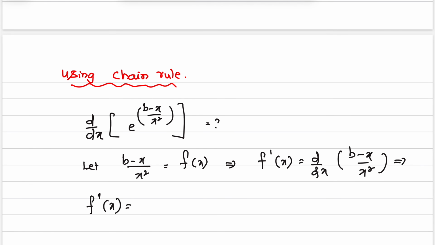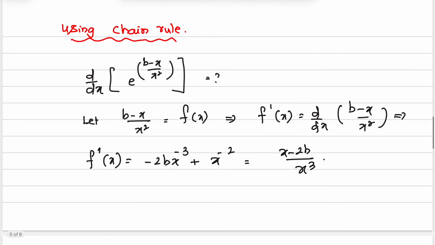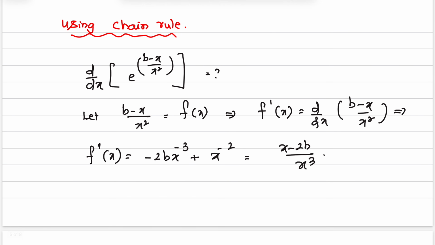That implies f dash x is equal to minus b by x square, and what happens to the derivative is minus 2b times x to the power of minus 3, plus minus 1 by x, which will become 1 by x square, that is x to the power of minus 2. That will be (x minus 2b) by x cube. This much you will be knowing, because d by dx of x to the power of n is equal to n into x to the power of n minus 1. That principle we have used here.